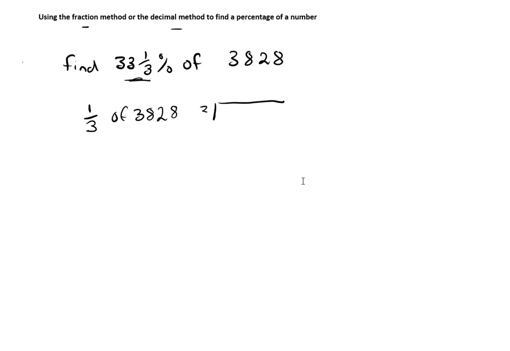Well, let's divide that by 3, so 3828. Start with the leftmost number, divide 3 into 3 is 1, 3 into 8 goes twice with the remainder of 2 which we carry across, 3 into 22 goes 7 times with the remainder of 1, and 3 into 18 goes in 6 times. And so our answer is 1276.